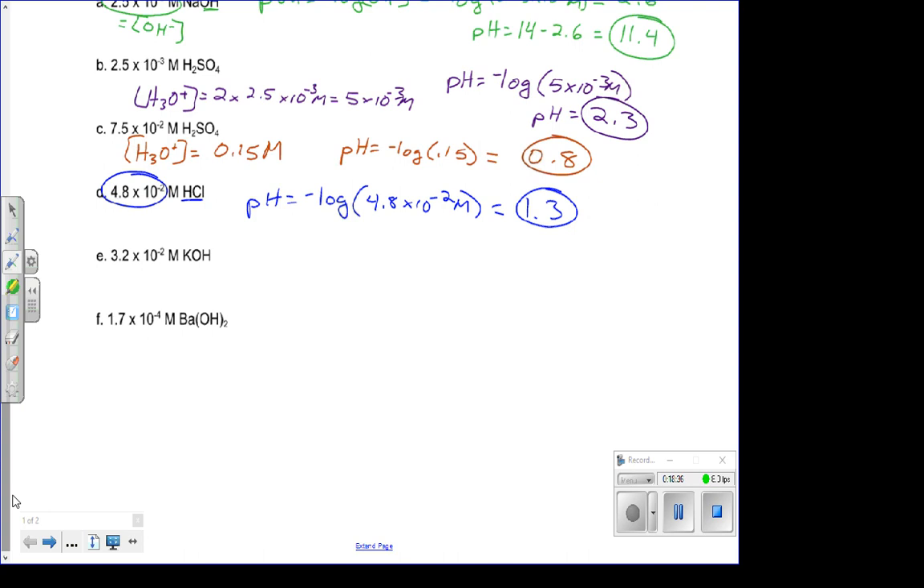Letter E, our formula ends in OH, and only 1 OH, so this is our OH concentration. So from that we can get pOH, which is 1.5. And then to get pH, because that's what they're asking us to find, we subtract that from 14.